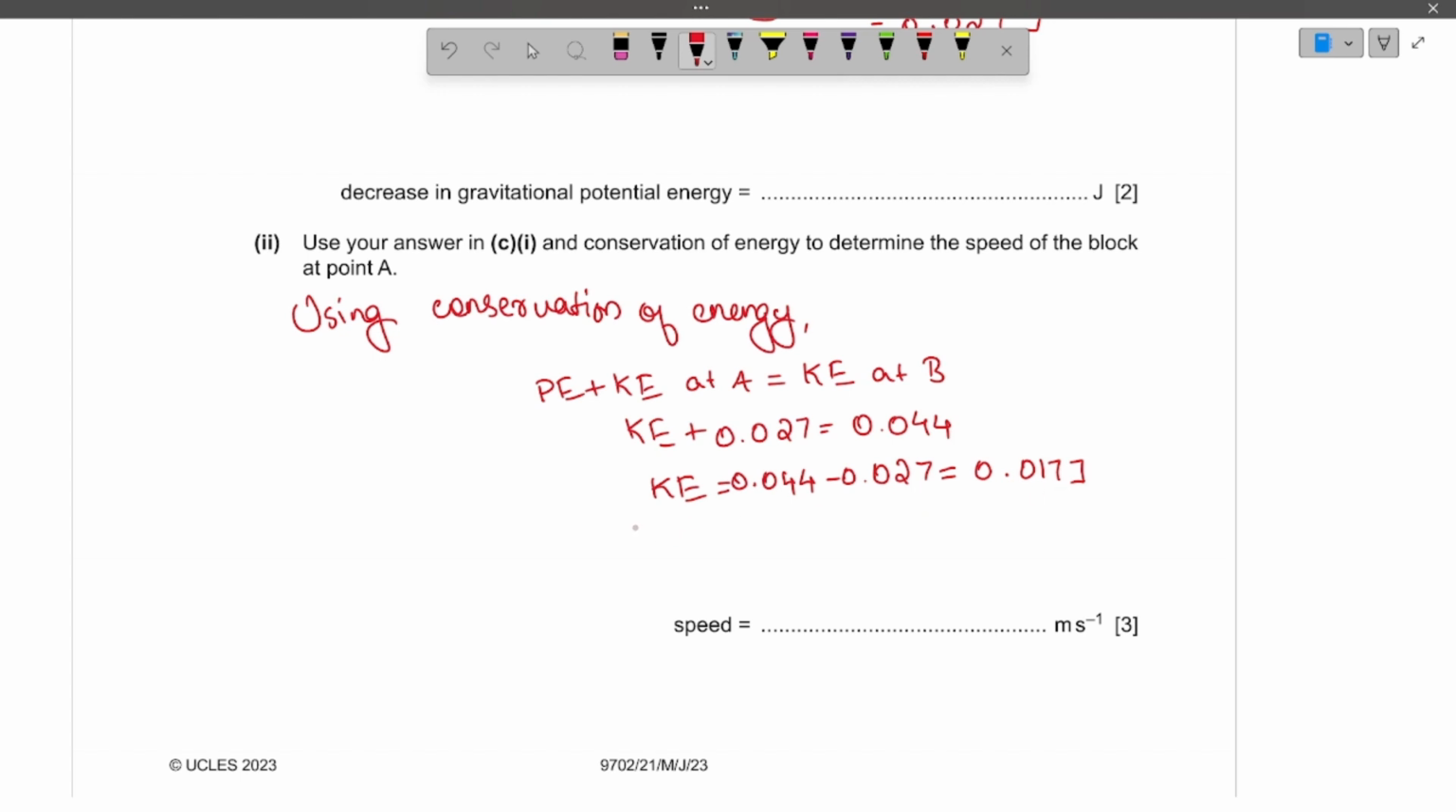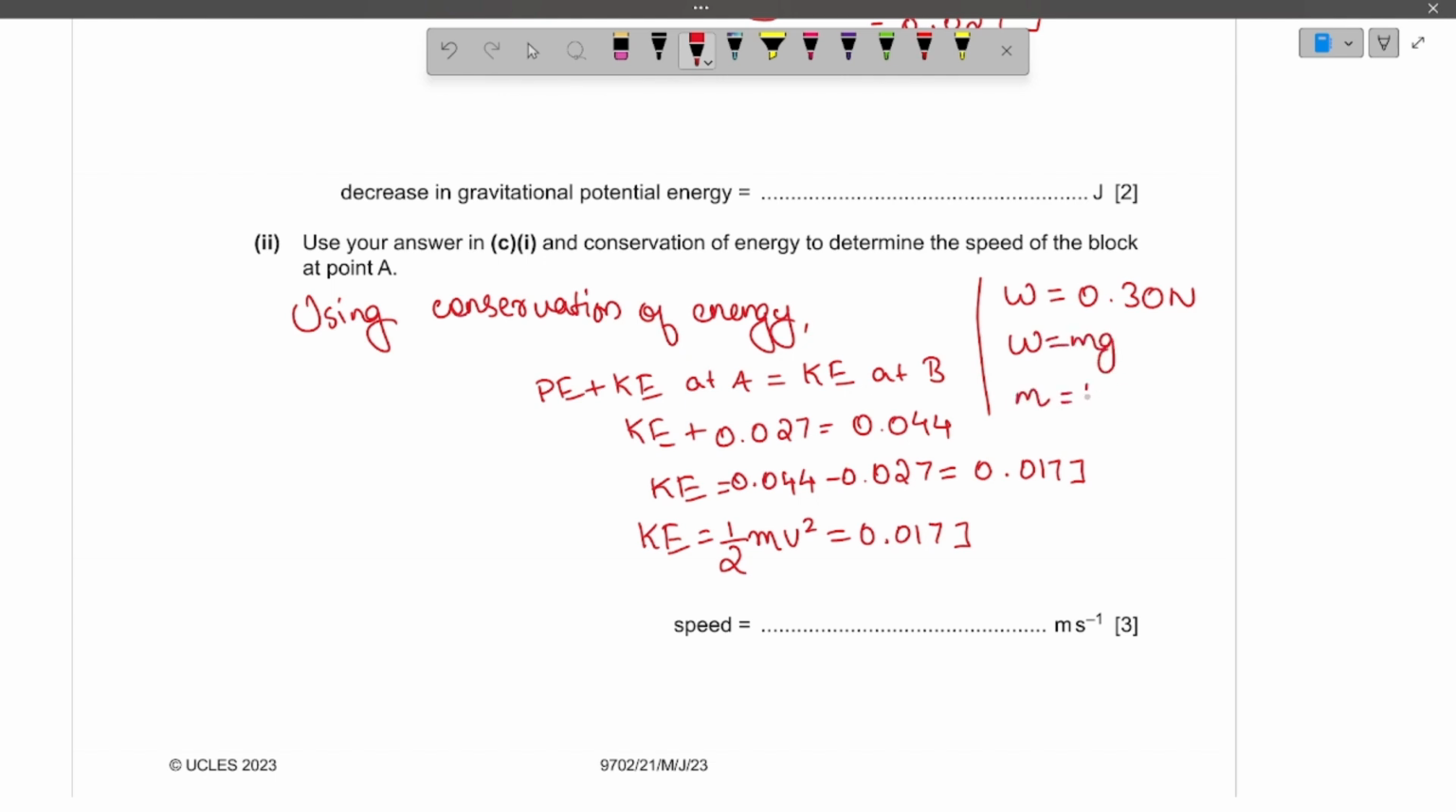So what's the formula for the kinetic energy, which is half mv squared. That is equal to 0.017 joule. So here you may wonder, we don't have this m value, but you can find it out because the weight is given as 0.30, right? 0.30 newton. The weight formula is mg.